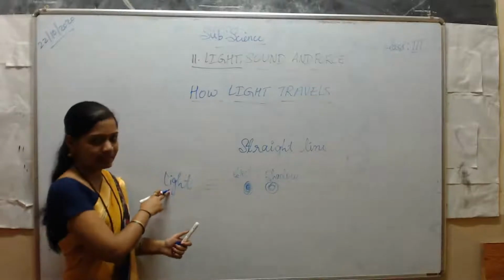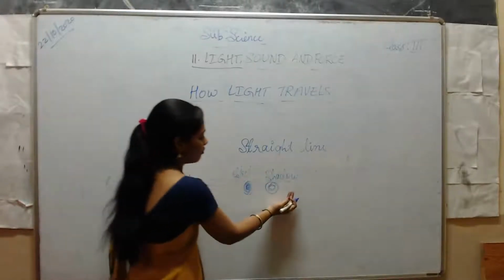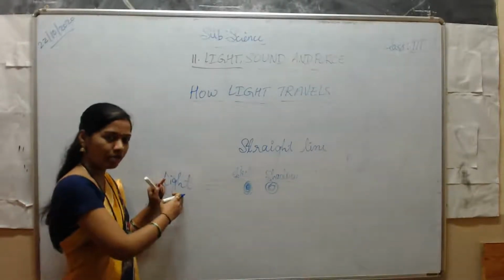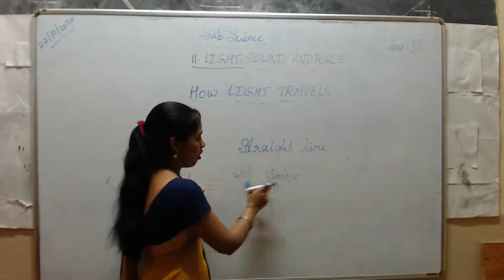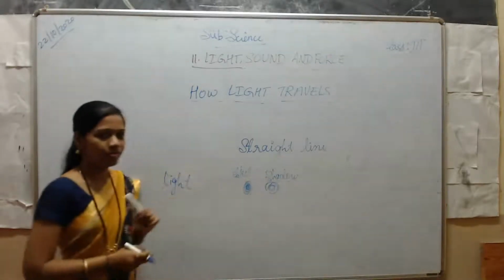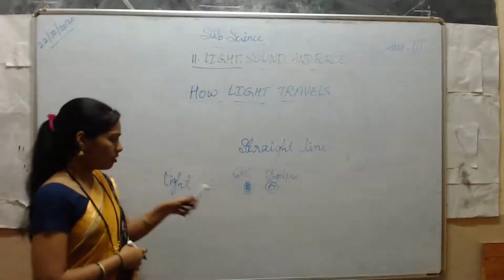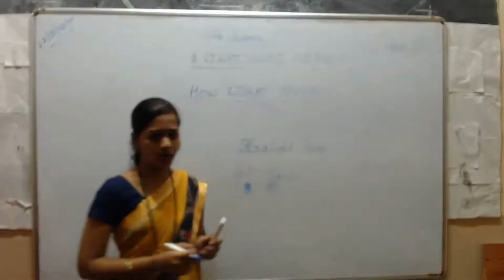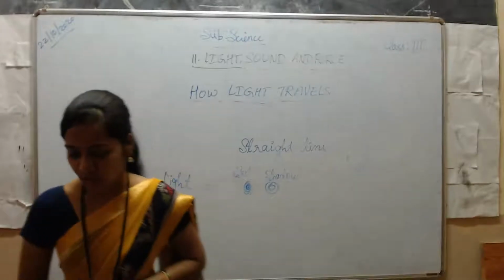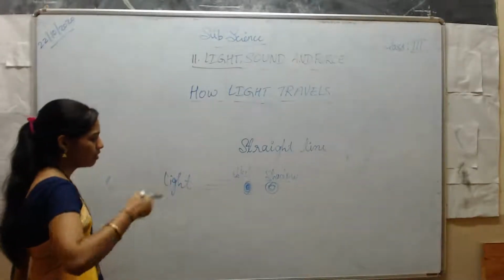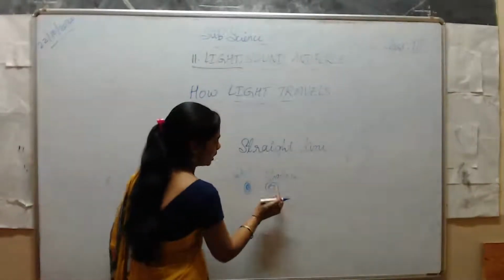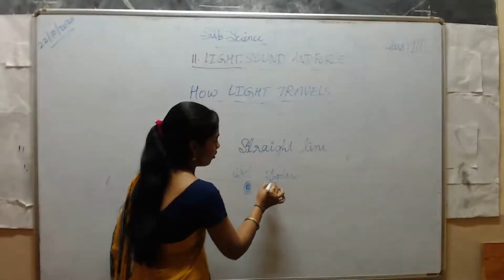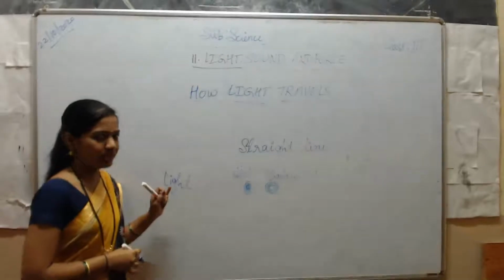So when the light is there, on the opposite side of the light, meaning on the opposite side of the object, the shadow will form, right? So in this way, the shadow is formed, students. Always remember this: where the light is there, on the opposite side only the shadow is formed. Shadow is formed on the opposite side.